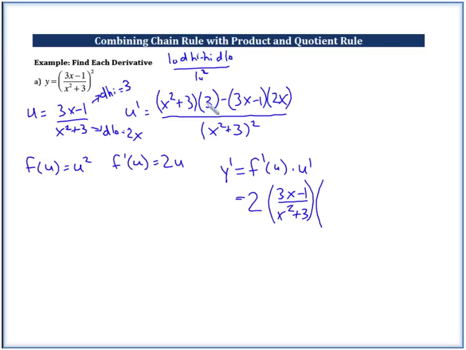And we can go ahead and simplify just a little bit as we go. So this would be 3x squared plus 9 minus, let's distribute here as well, 6x squared, and then minus, let's put our brackets here so we won't get messed up with that minus, so we got the 6x squared and then minus 2x. And then it's just going to be over x squared plus 3 squared.